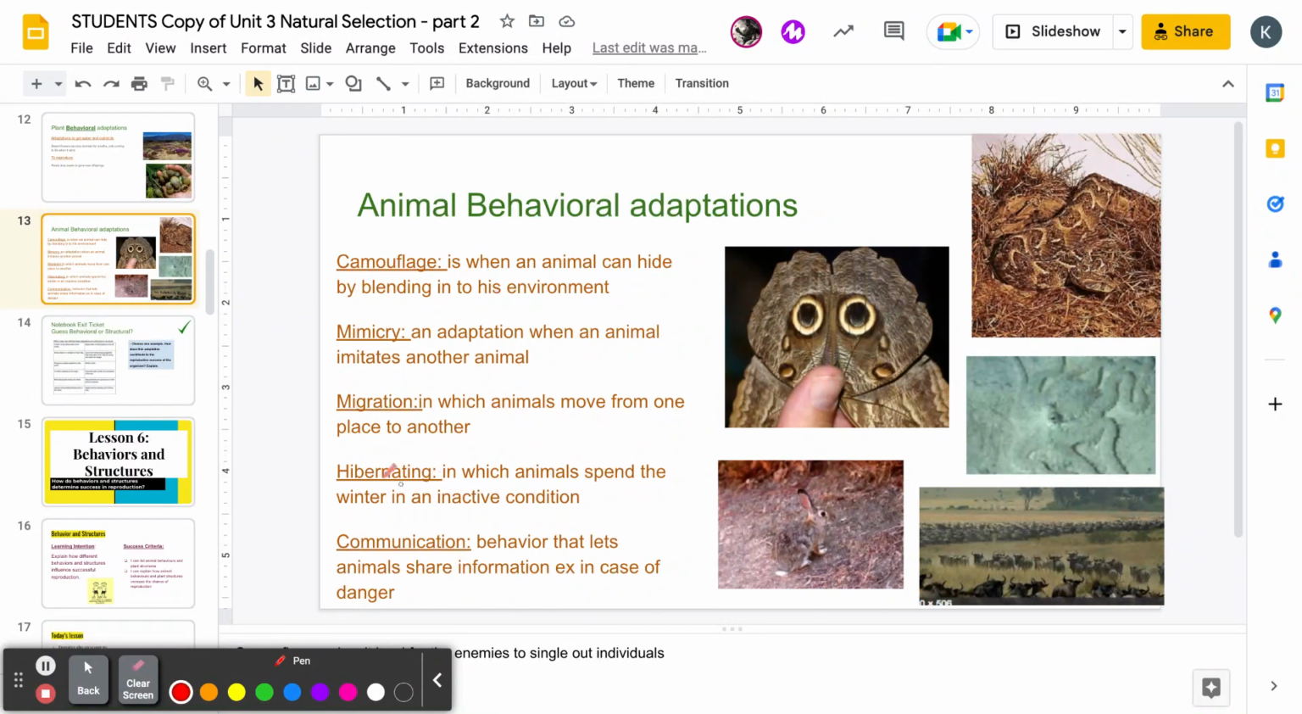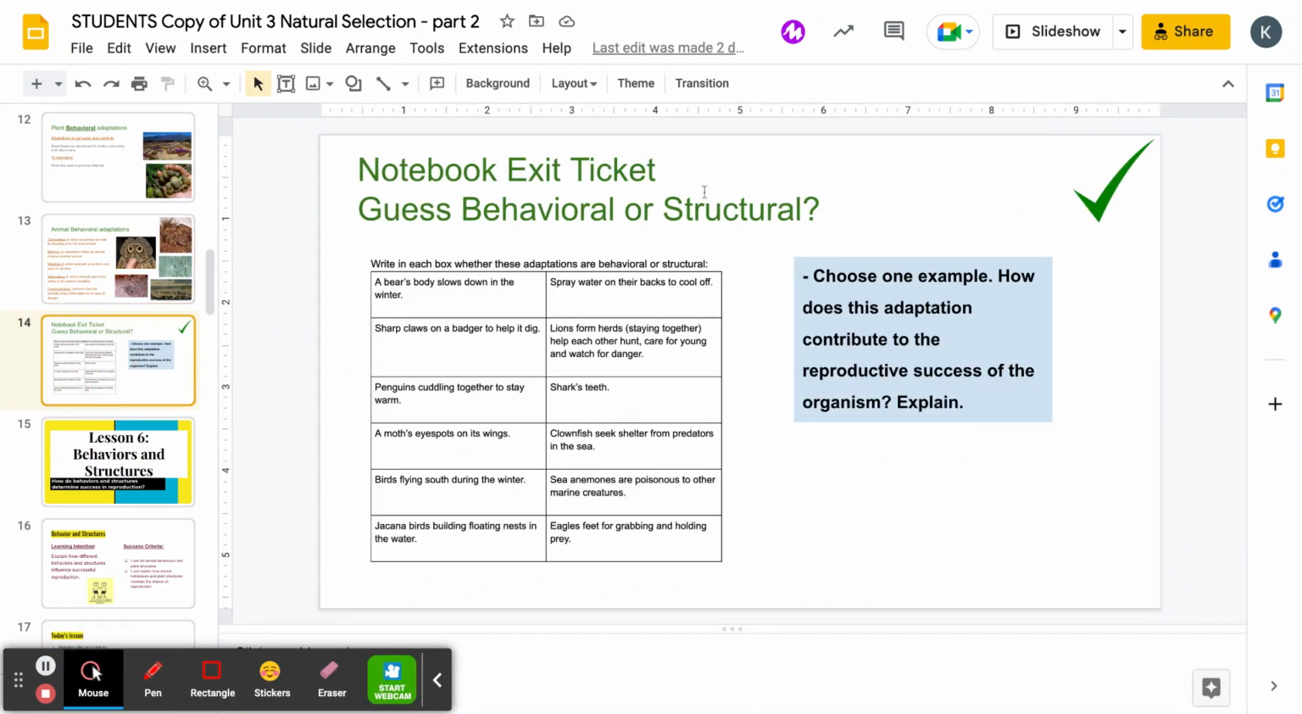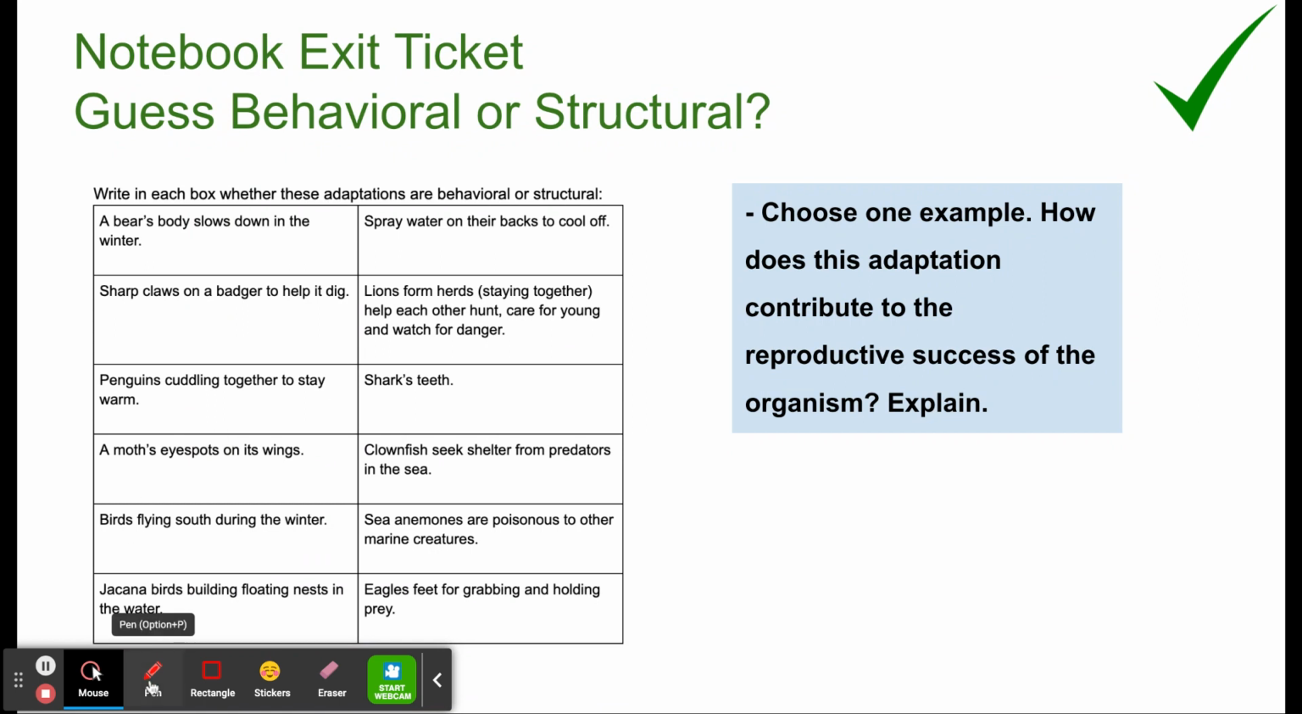These are different things that you can go through. We have hibernating here as well. Communication, the frog call that you watched a video on, those are examples of behavior. So let's get into this document. I'm going to put this in a larger format, and I'm just going to use B or S.